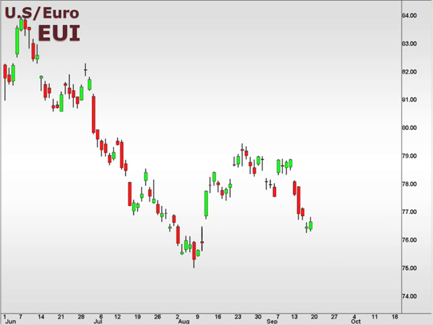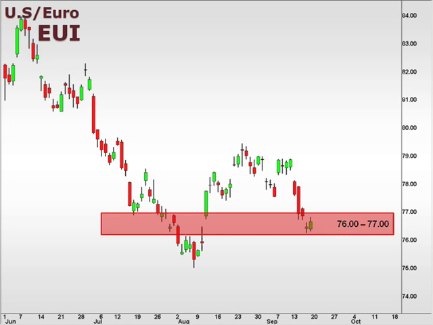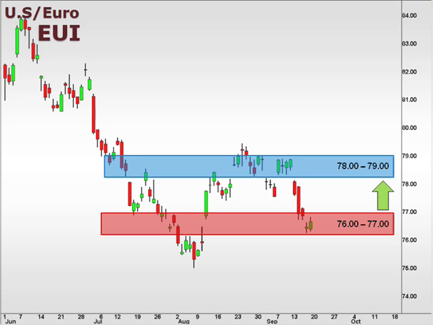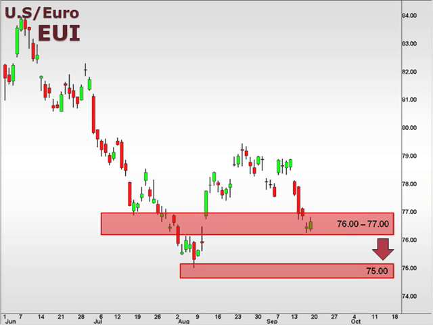Well, the U.S. dollar slid lower against the euro as the EUI is now testing the 76-77 focal zone, which is a measured retracement of the previous uptrend. We anticipate a bounce this week that may retest the 78-79 resistance level. Failure to hold at 76-77 is likely to slip all the way down to test support at 75.